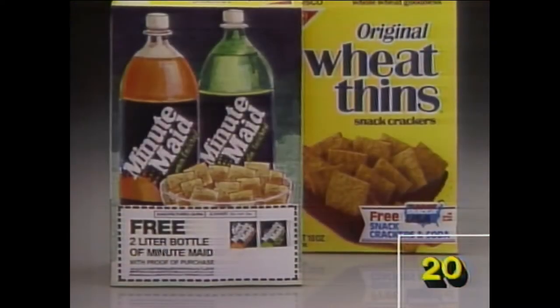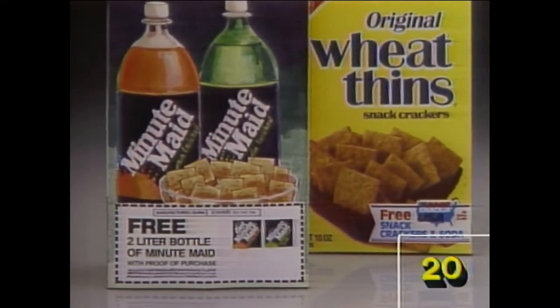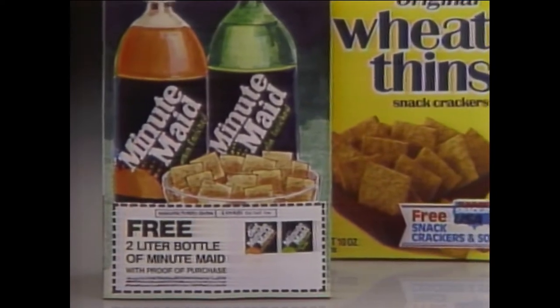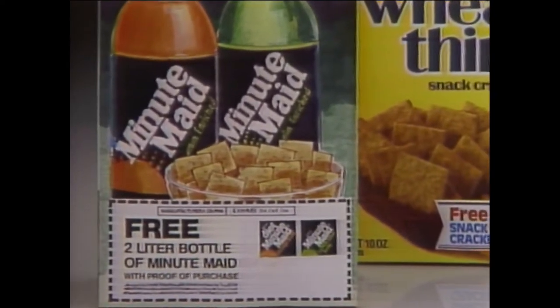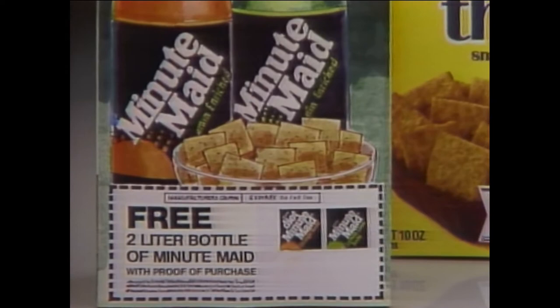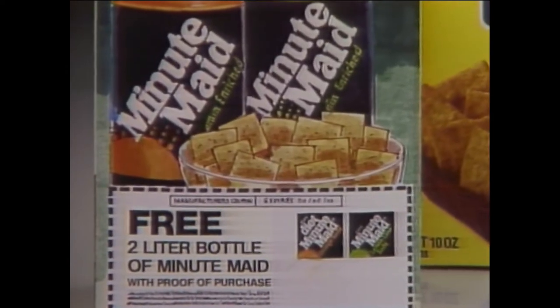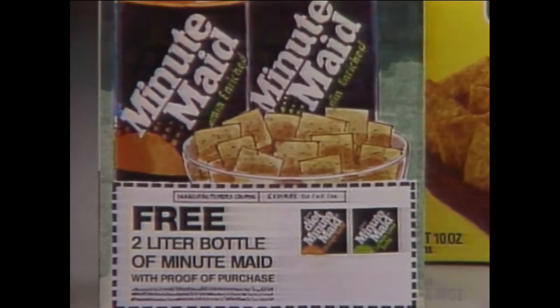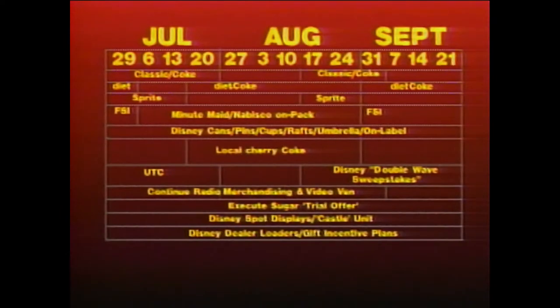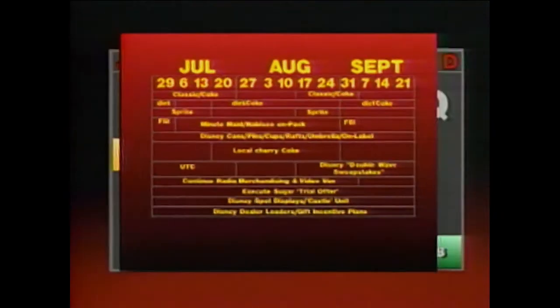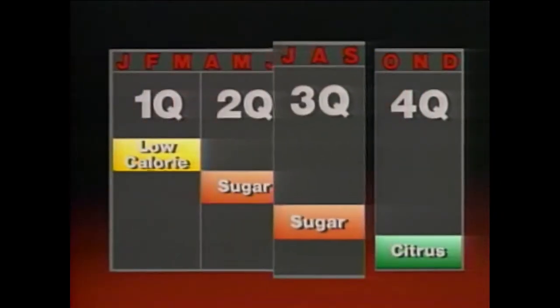Two national FSIs teaming up Minute Maid with Nabisco will be delivered during the third quarter. The offer, featured on selected packages of Nabisco snack foods and crackers, offers consumers the opportunity to pick up free Minute Maid soda. To summarize, the third quarter offers you the media, consumer promotions, optional local activities, trial opportunities, merchandising, and incentive programs you need to implement a fully integrated plan in your market.